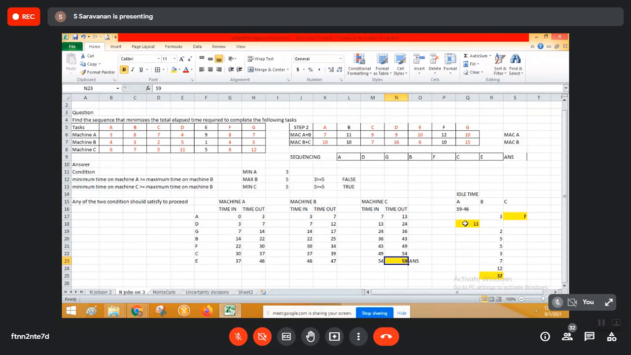Sir, the elapsed time is 59, right? Total elapsed time is 59. The second answer is 59. So this is answer 2, the total elapsed time. So this is the idle time. So this is sequencing. All these are answers.